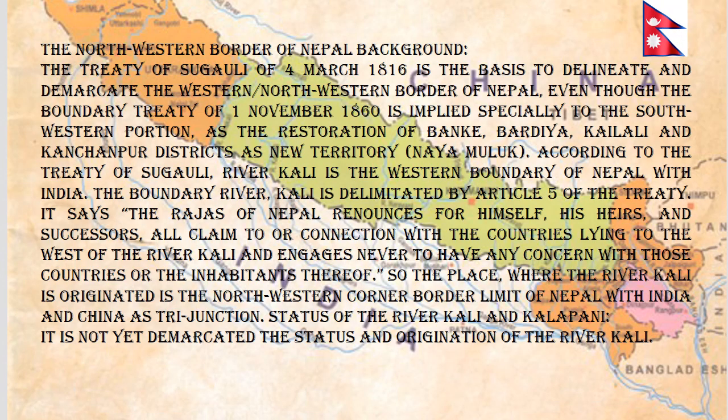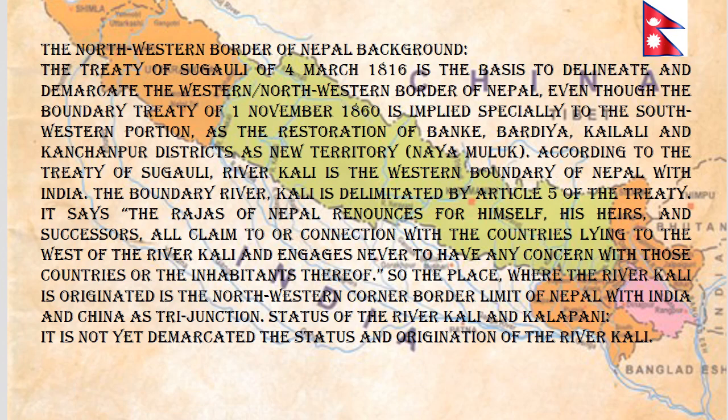The northwestern border of Nepal. Background: the Treaty of Sugauli of March 4, 1816 is the basis to delineate and demarcate the western/northwestern border of Nepal, even though the Boundary Treaty of November 1, 1860 is implied specially to the southwestern portion, as the restoration of Banke, Bardia, Kailali, and Kanchanpur districts as new territory, Naya Muluk. According to the Treaty of Sugauli, River Kali is the western boundary of Nepal with India.